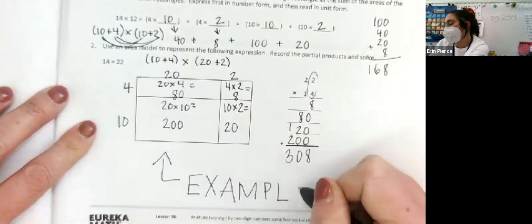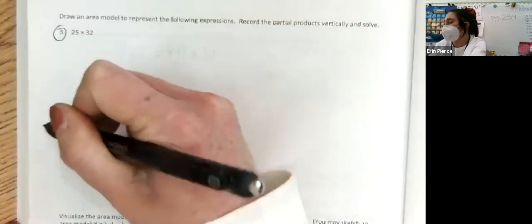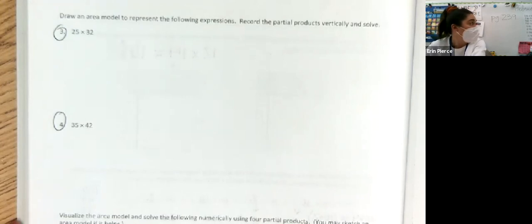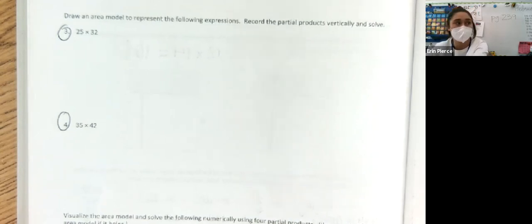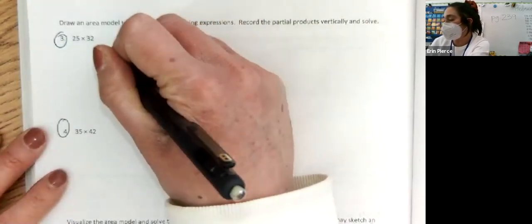Okay. Number 2 is basically our example. That is exactly what I want your answers to look like when we do number 3 and 4. I will draw with you what it looks like and help you set it up. You have to fill in the answers. So we have 25 and 32.